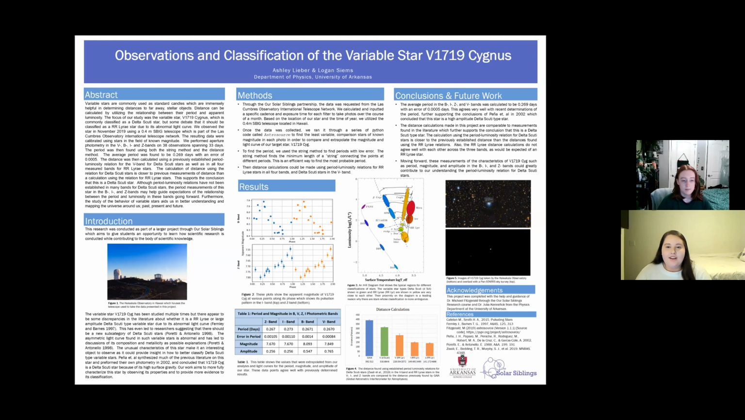This star in particular is very interesting due to its abnormal characteristics, including its light curve, which my research partner will elaborate on. This star has been studied before, and it was classified as an R Lyrae type variable star. But later, since it's been studied again, there's been some discrepancy, and some people say that it should be classified as a Delta Scuti type star.